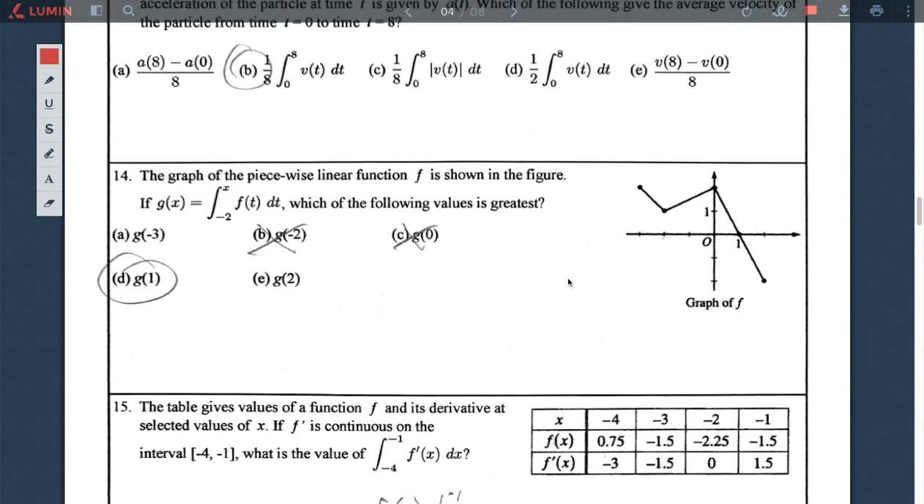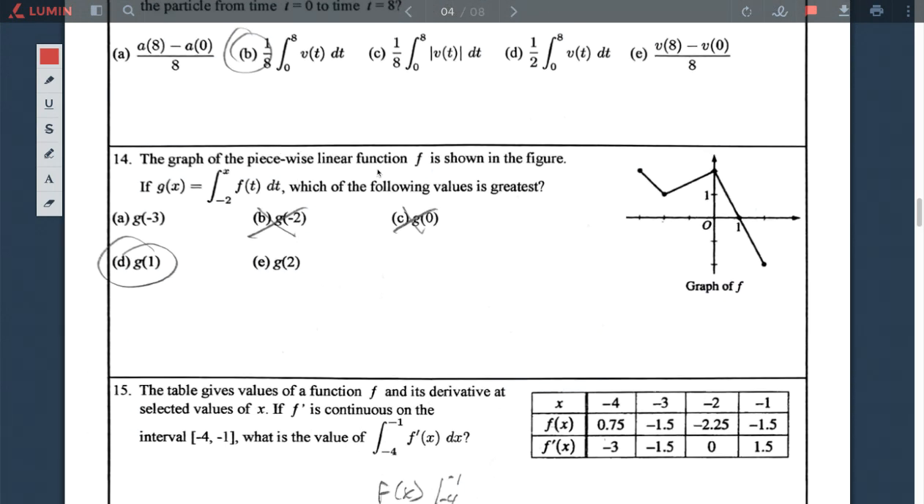14. The graph of the piecewise linear function f is shown in the figure. G is equal to the integral from -2 to x of f of t. Which of the following is the greatest? So it's looking for an absolute maximum. Again, absolute extrema can only occur at the endpoints and the critical points. So my endpoint would be -3. So there's -3. Other endpoint is 2, which is here. And then my critical point is 1.